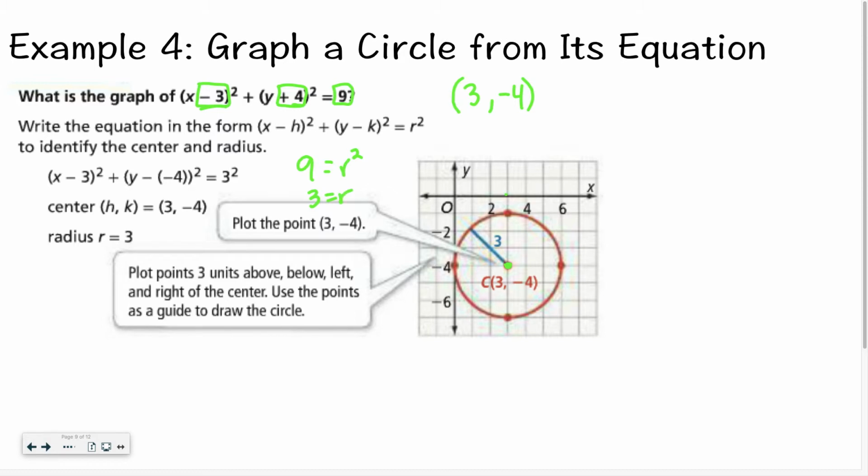So then I personally would recommend drawing 3 units left, up, right, or down. Or I guess if you're looking at it, I just said my directions backwards. This would be your right, left. But, you know, look for your horizontal and vertical lines. And then plot your point at each of those. And then it's easier to draw a good circle that way. Okay.